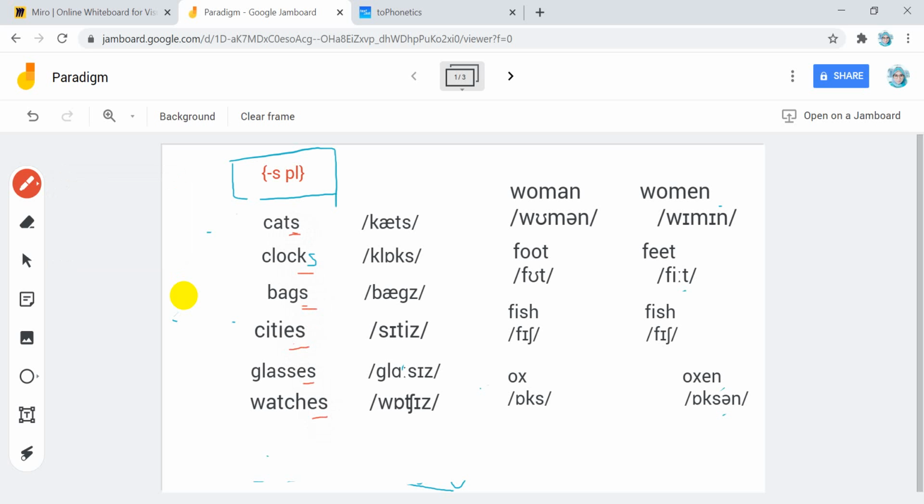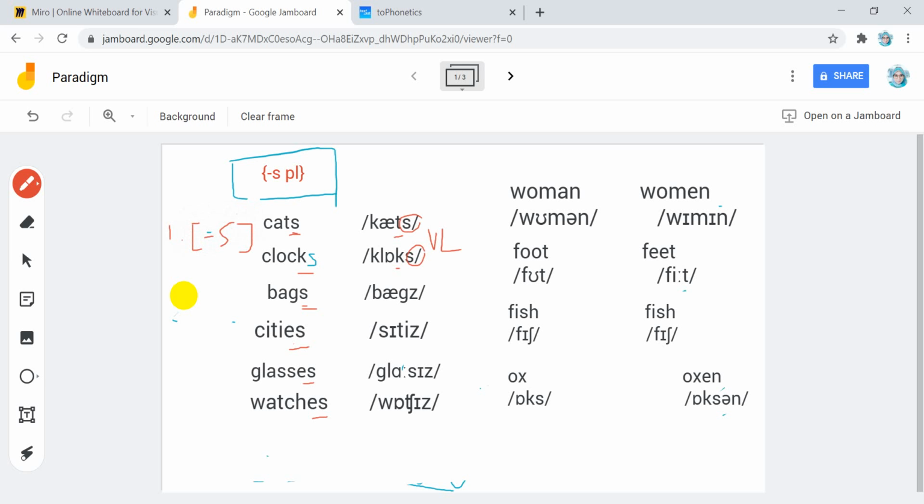The first one, the words cats and clocks, the S ending is pronounced as S. Why? Because the last sound in those two words ends with voiceless. Okay, so this is the first paradigm. That is S.